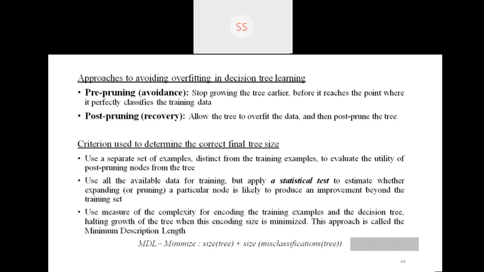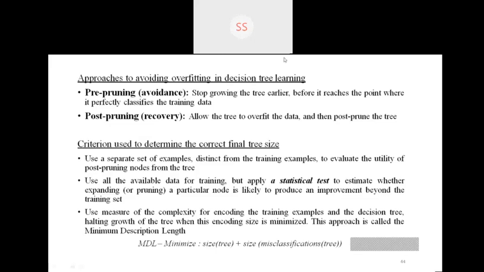That is, MDL is to be minimized, where it equals the size of the tree plus the size of the misclassification of the tree. Using this, you have to set the minimum description length of the tree. Beyond this length, your decision tree should not grow beyond this MDL.